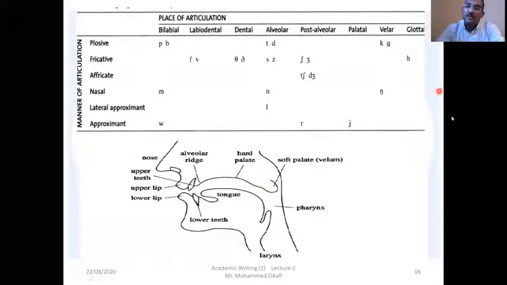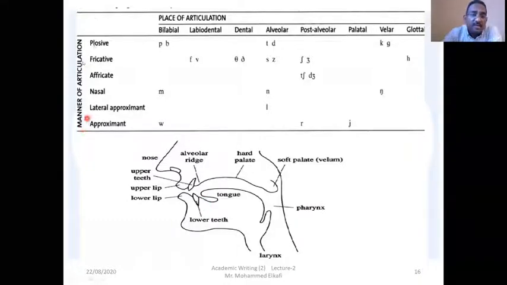And the last place of articulation is glottal, which is connected with the glottis, as in h. So h here is glottal.